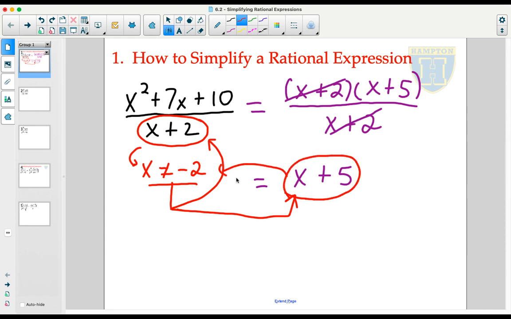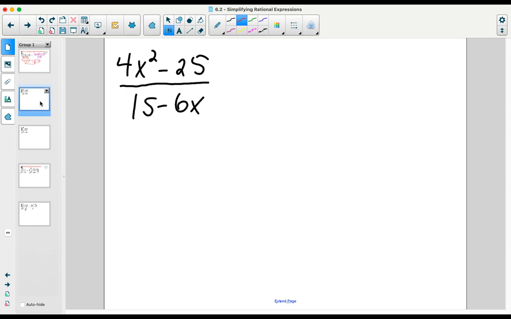And we're going to keep running into that issue as we go through these examples. Even if we don't mention it, you should assume that that issue is still there. You should give consideration to that denominator. Let's try another example. Here we have 4x squared minus 25 over 15 minus 6x.